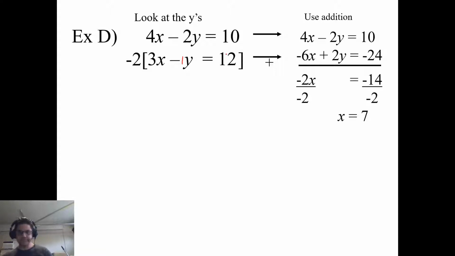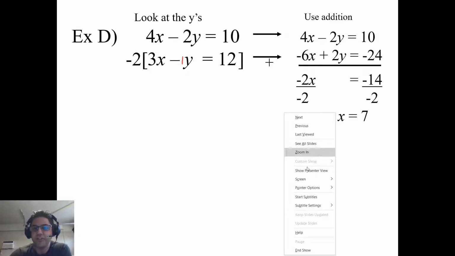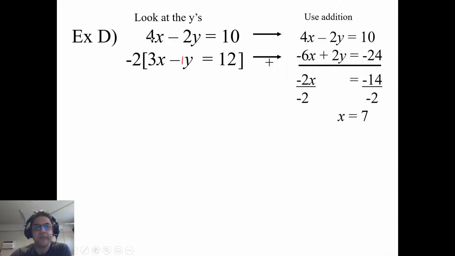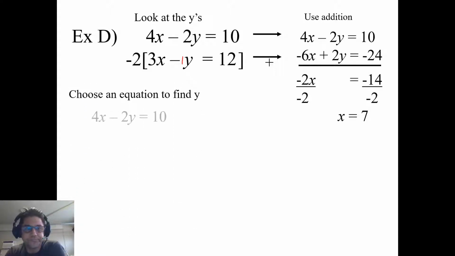Refreshing. All right, pick one of the equations. If you notice, they're somewhat similar. 4x and 3x. Let me change it to the pointer. Pretty similar. Negative 2 and negative 1, pretty similar. 10 and 12, pretty similar. So it's not really clear which one is better than the other. Now remember, if there's more positives, then we definitely want to use that one. But in this case, they're about the same, so it really doesn't matter.